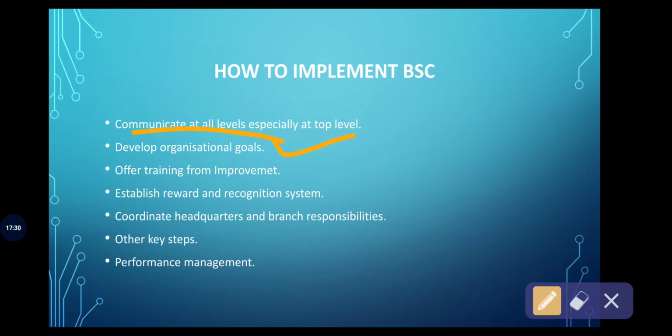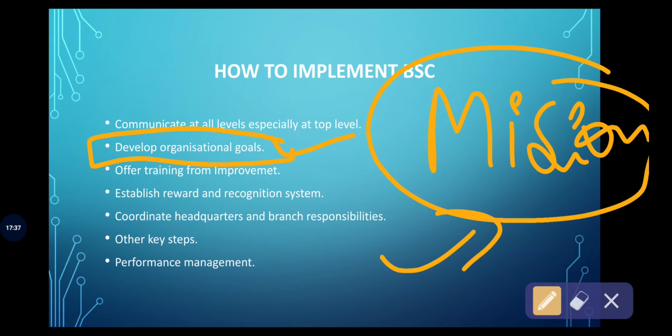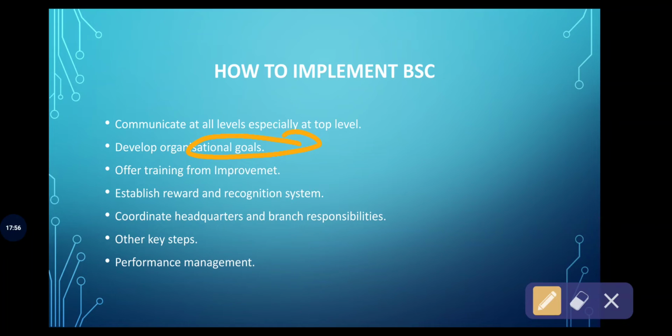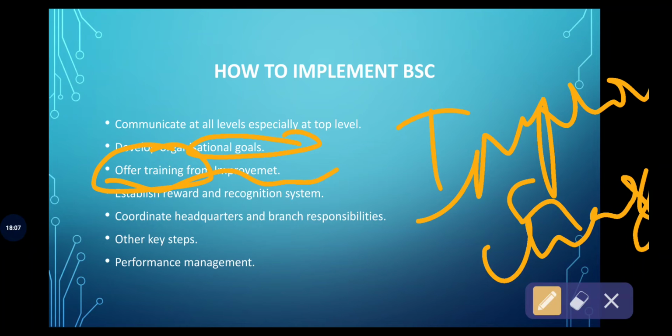Next is developing organization goals. Developing organization goals means short term goals should be fixed in order to achieve our vision. Whatever the organization goals are, which are fixed day to day, should also be communicated to all levels of the organization. Next, according to the goals set, proper training should be provided to the employees for better improvement and change in the corporate culture. So providing training is also important.